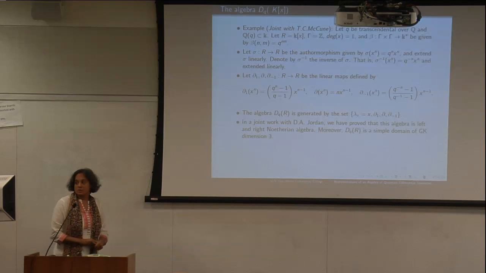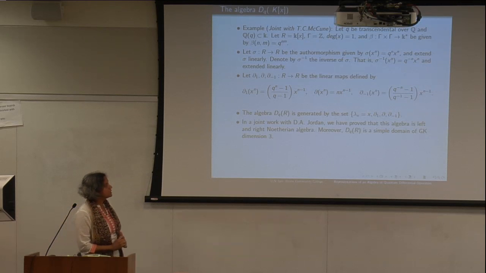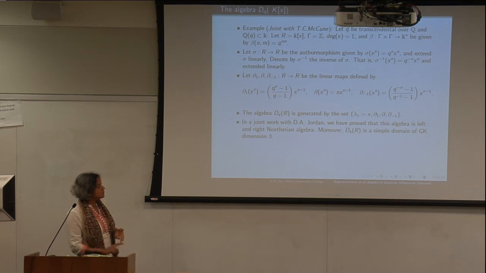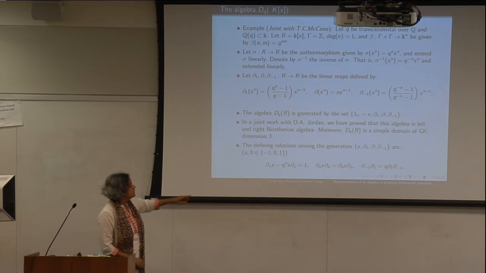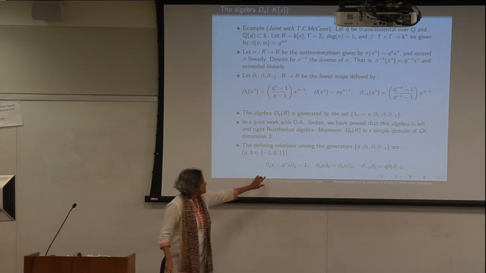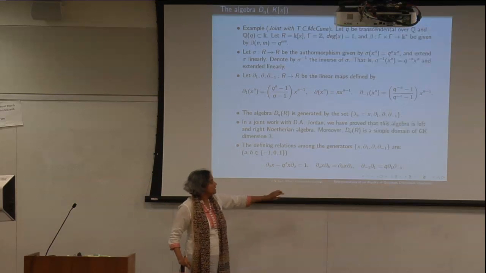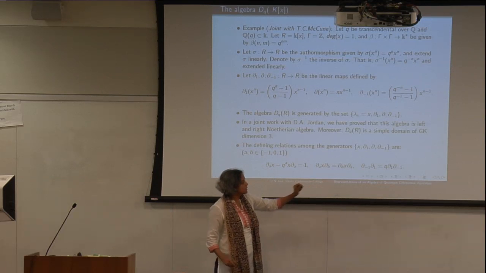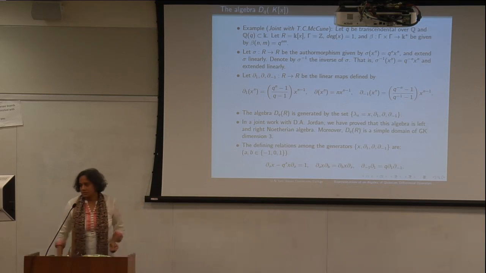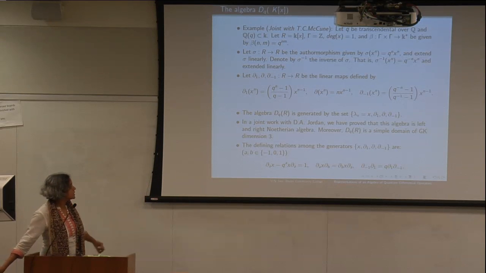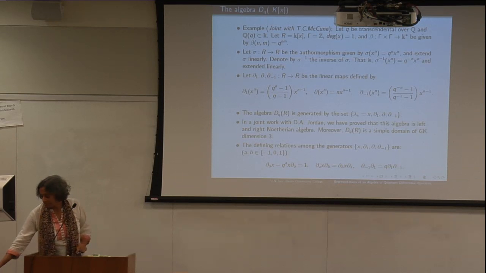In joint work with Jordan, we have shown that this particular algebra is left and right Noetherian. It is a simple domain, of GK dimension 3. Here are the defining relations among these generators. Notice this is the Leibniz rule, and there is a quantum commuting among the two quantum derivations. This is not difficult to check, but it happens. So it turns out these are the defining relations. This is the algebra whose weight modules I wanted to study.